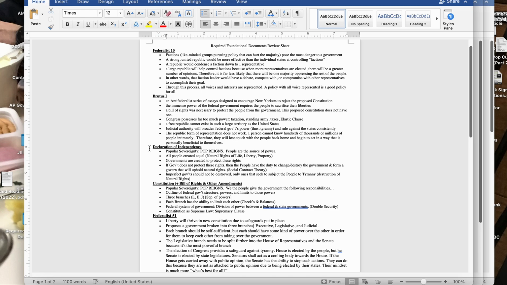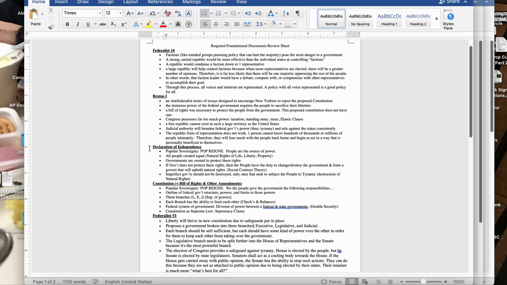We went on to talk about the Declaration of Independence, the three major ideas in there: popular sovereignty, that the population reigns, people are the source of power. And we talked about how people are born with natural rights, another theme, of life, liberty, and property. And the last theme we discussed was that governments are created by men, and governments are given the task to protect those natural rights. And if they do not protect those natural rights, then the people have the right to get rid of said government and create one that does.